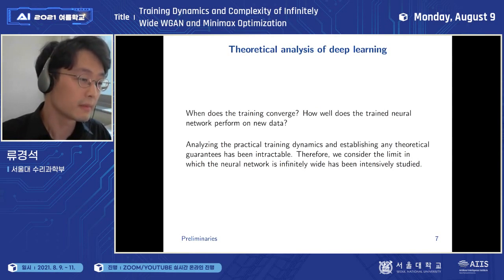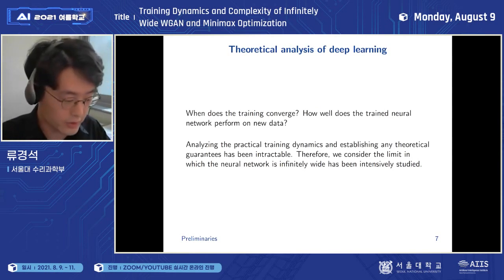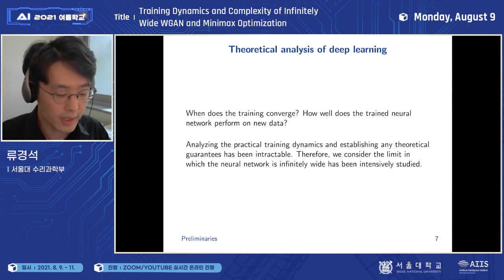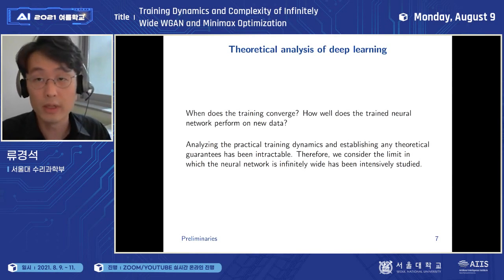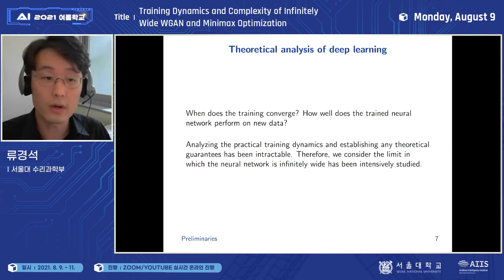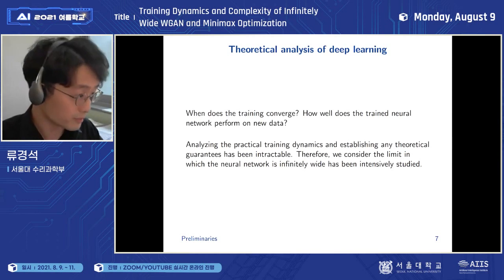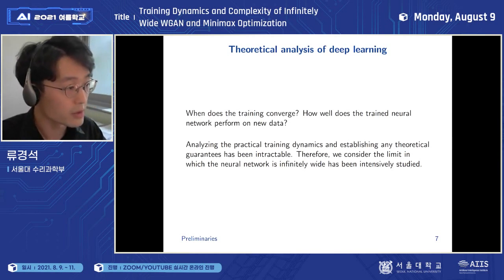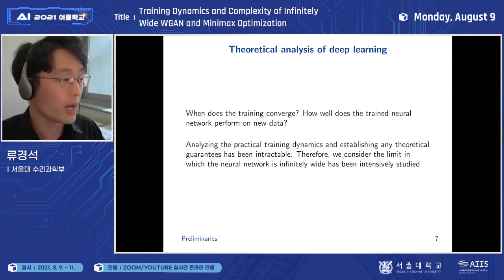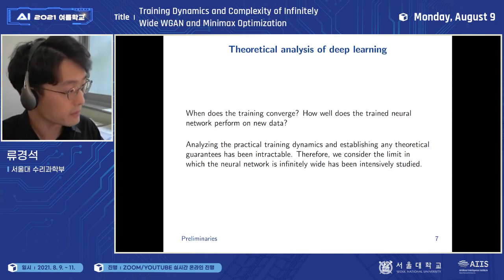But I'm a mathematician, an applied mathematician, so I'm interested in understanding why it works well. It is an undisputed fact that deep learning works well, but why the training works well, why generalization works well, these are unanswered open problems. So, to limit the scope of the problem a little bit, let's just try to understand why the training works. When does the training converge? And how well does the trained neural network perform on new data?